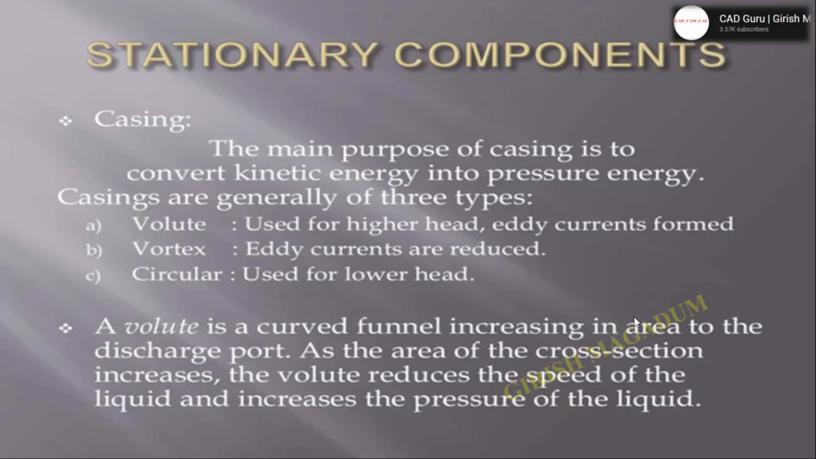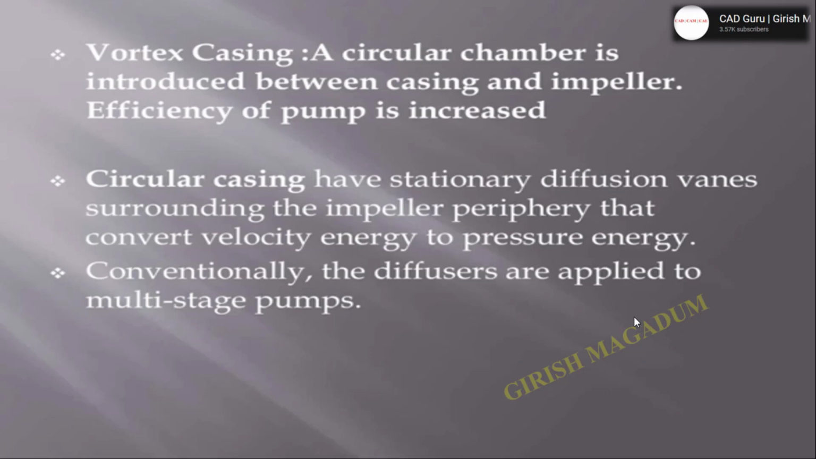So if you are going to deal with the vortex casing where the eddy currents are reduced, the circular casings will just reduce the heads. Well, the volute, as we have spoken about, is the curved funnel increasing the area to the discharge port. Where the area of the cross section increases, the volute reduces the speed and increases the pressure of the liquid. As we have seen in the image, the volute does the same. So again, vortex casing and the circulation explanation, you could just go through this.